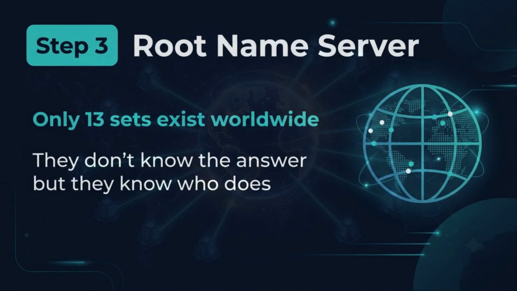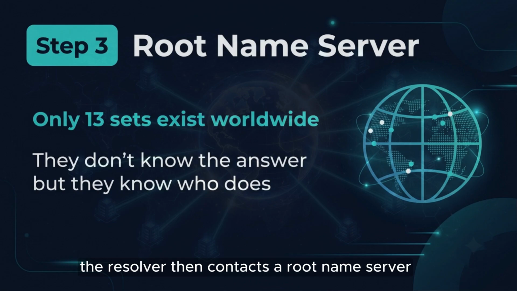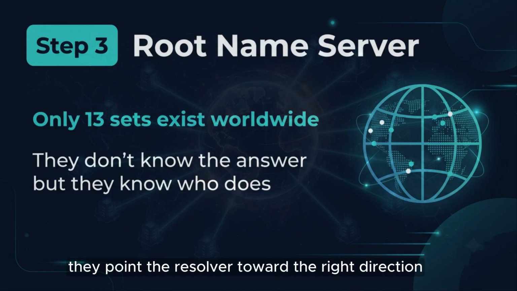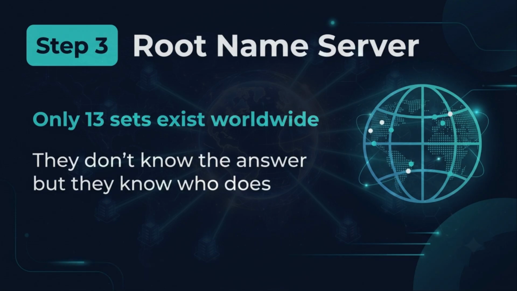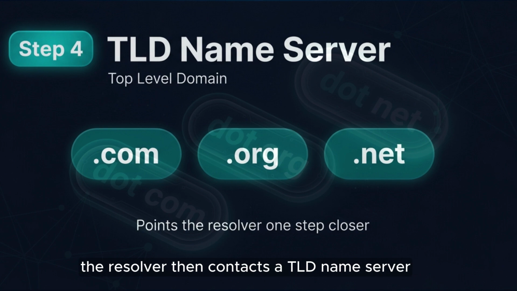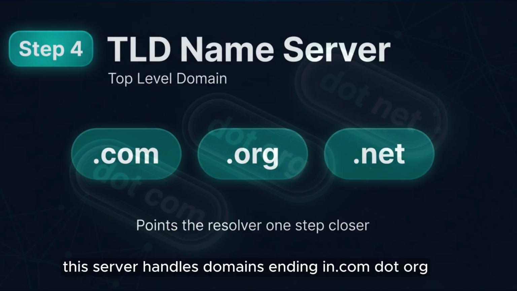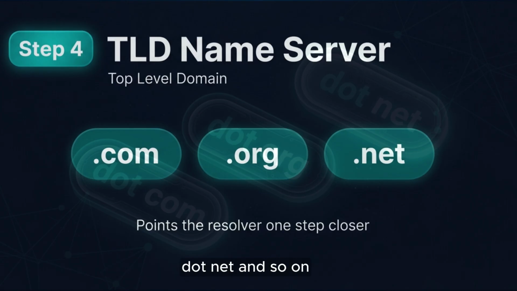Step 3. The resolver then contacts a root name server. There are only 13 sets of root name servers in the entire world. They don't know the exact IP address, but they know who does. They point the resolver toward the right direction. Step 4. The resolver then contacts a TLD name server. TLD stands for top-level domain. This server handles domains ending in .com, .org, .net, and so on. It points the resolver one step closer.